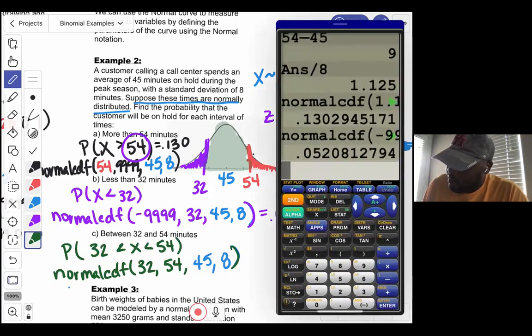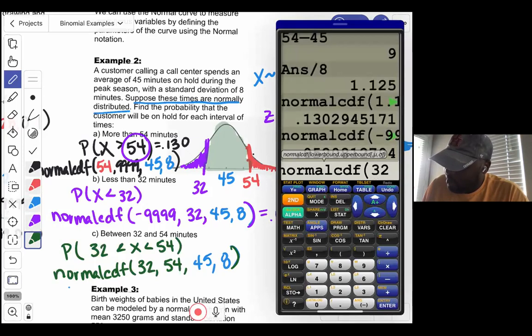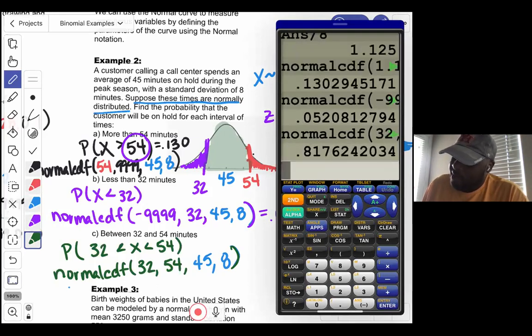And when you do that, you get second bars, normal CDF, 32, 54, 45, and 8. When you do that, you get 0.818.